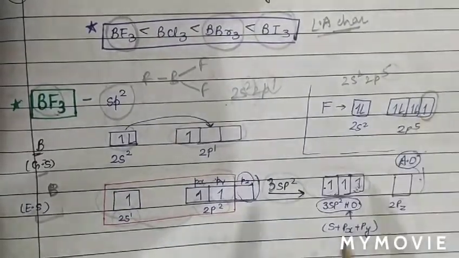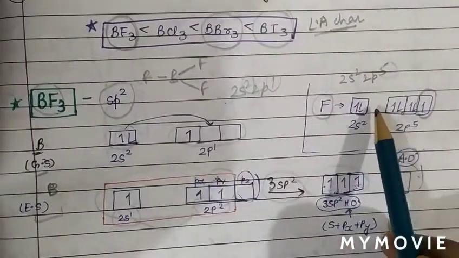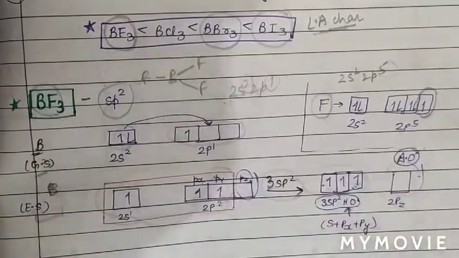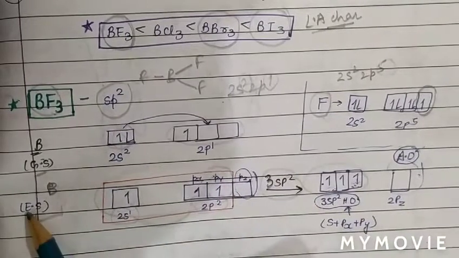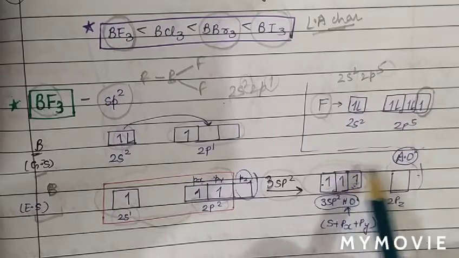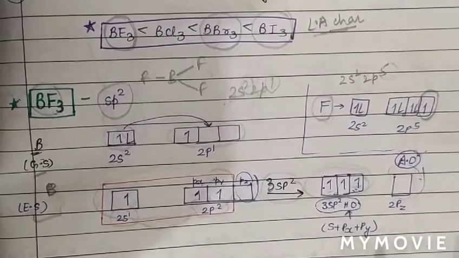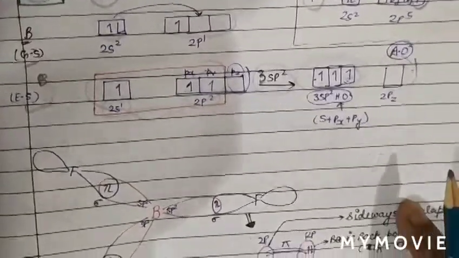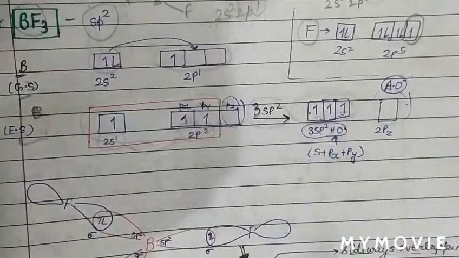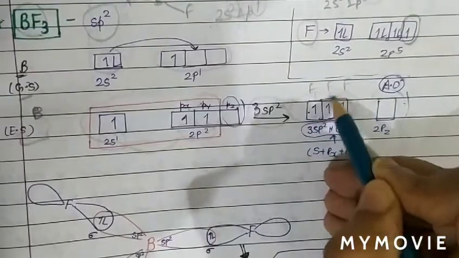Now each single fluorine atom has 1 unpaired electron. And how many fluorine atoms are there? 3 fluorine atoms are there. And in the case of boron, we have 3 hybrid orbitals with unpaired electrons and 1 vacant orbital, which we call a pure atomic orbital. Now see, fluorine has 1 unpaired electron and boron has 3 unpaired electrons. So 3 fluorine atoms will form bonds with boron.